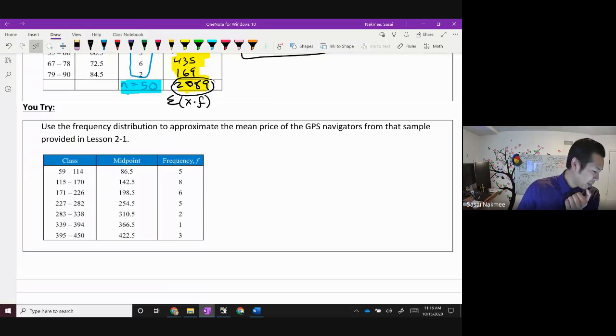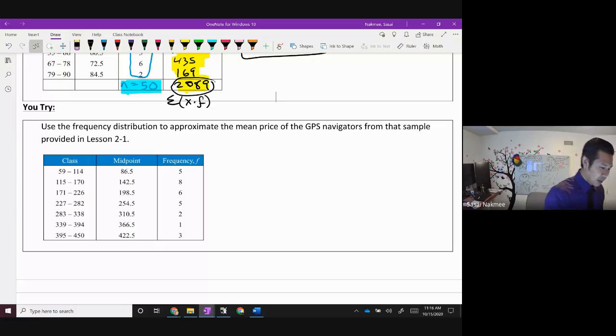Anyways, let's take a look at this problem right here. They actually set it up for you. They actually tell you what the midpoint is already, right? So we need to calculate the average price of a GPS navigator. Wow, that's really expensive. They have one of the prices at like $395 to $450. It's a very expensive GPS navigator.